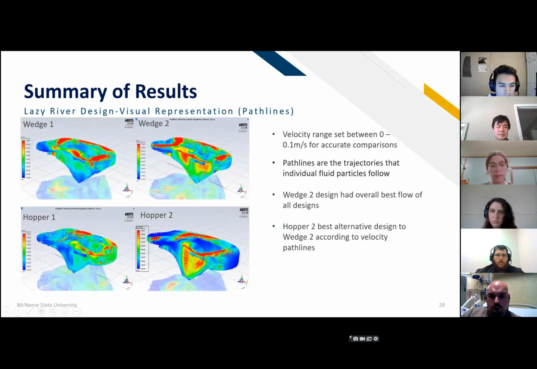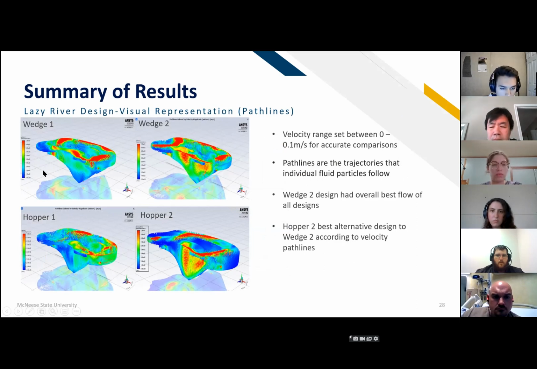Okay, so next we're going to be talking about the data and results for the lazy river design. The pictures I have shown here are the velocity path lines that were also shown in Elisa's design. So for accurate comparison of all 4 of these pictures, the velocity range was set between 0 and 0.1 meters per second. And we'll go ahead and start off with the wedge 1 design.